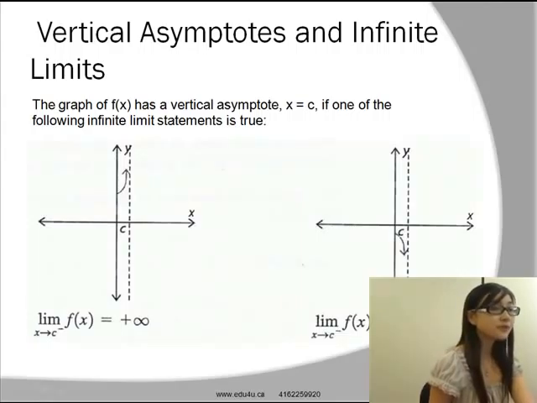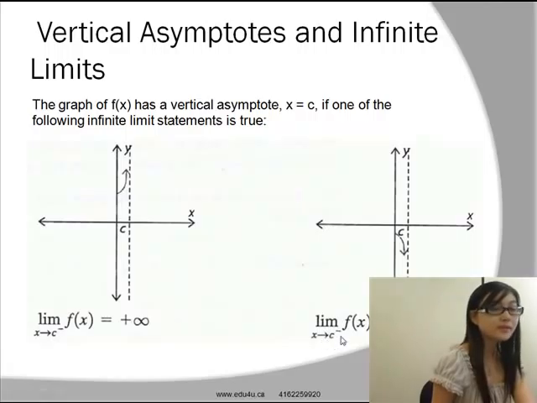Vertical asymptotes and infinite limits. The graph of f(x) has a vertical asymptote x equals c if one of the following infinite limit statements is true. First, the limit as x approaches c from the left side of f(x) equals positive infinity.